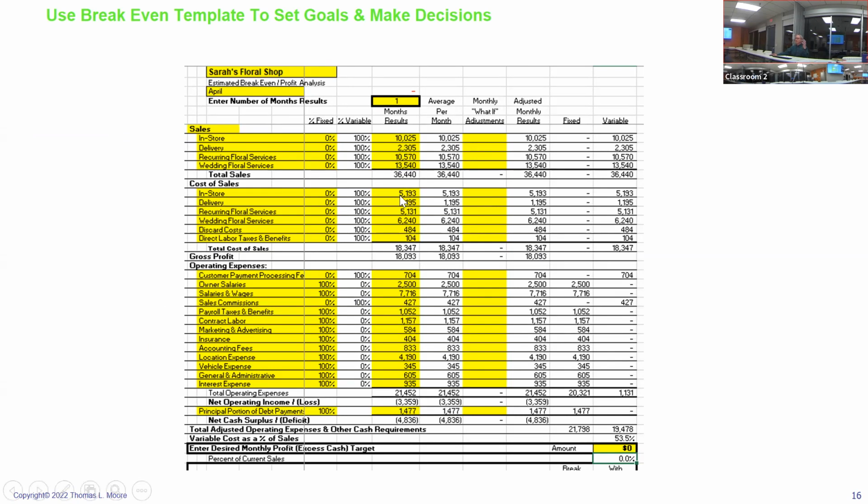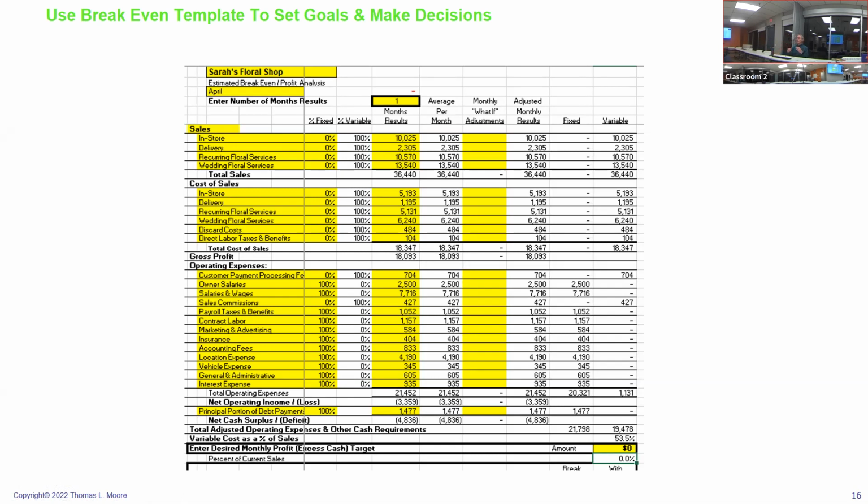Keep in mind, these are typically variable costs. So we've got a total cost of sales of $18,347, which means you've got a gross profit of $18,033. You take the $36,440, subtract from that $18,347, and get your gross profit of $18,033.